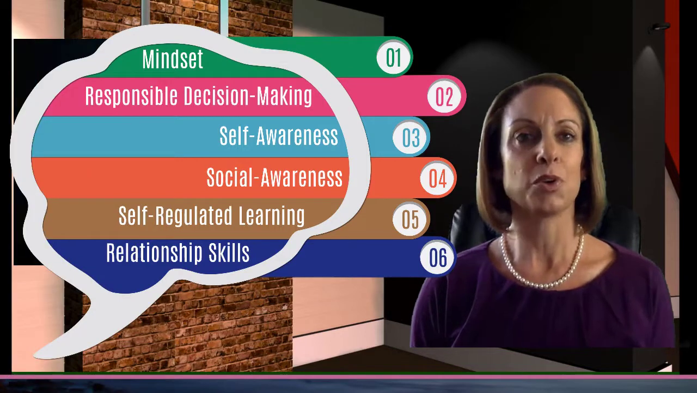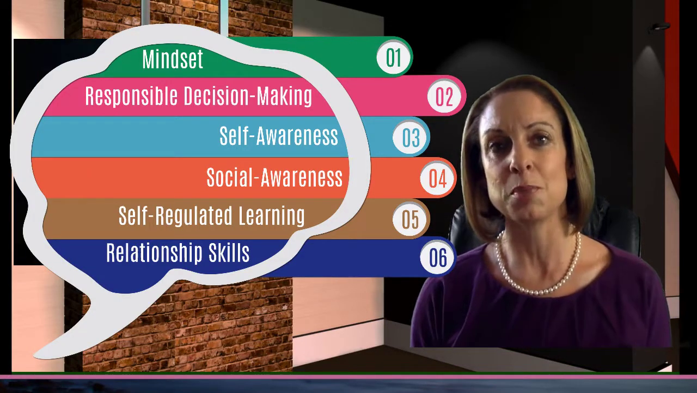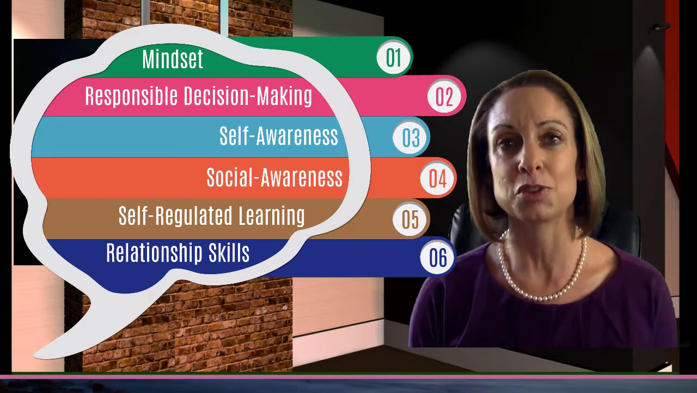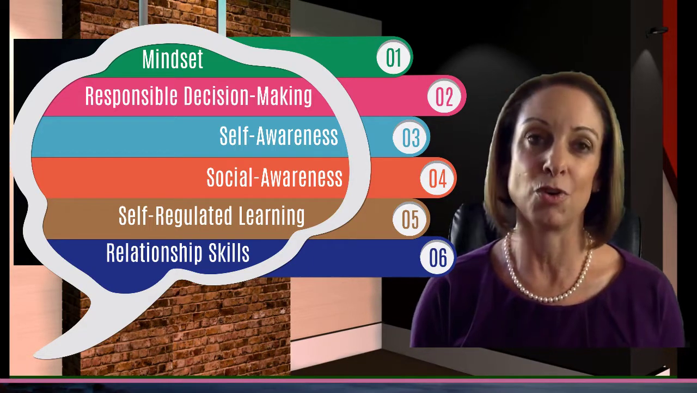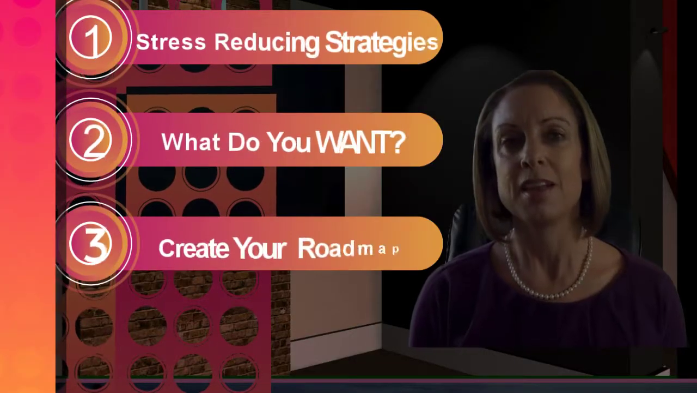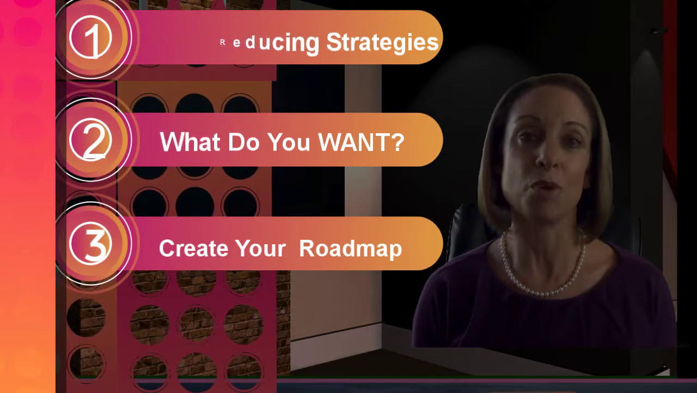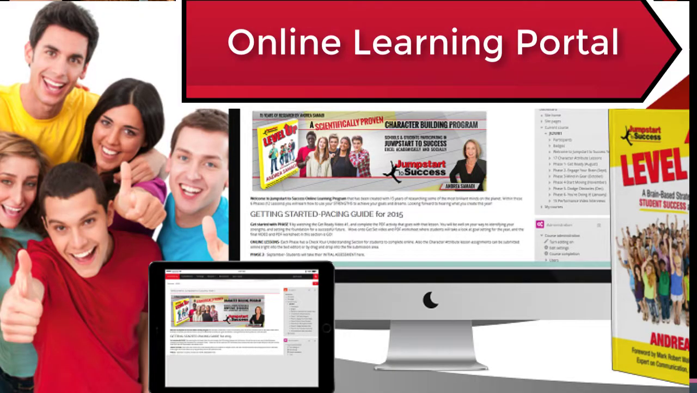Some strategies that we're going to use in this course would be to study the 6 pillars of social emotional learning as they relate to the most current neuroscience findings in your own life. Then we'll find strategies to reduce stress, decide what you want to accomplish using this course, and create your own roadmap. Once you've created your own roadmap, you can share this program with your students so that they can do the same.